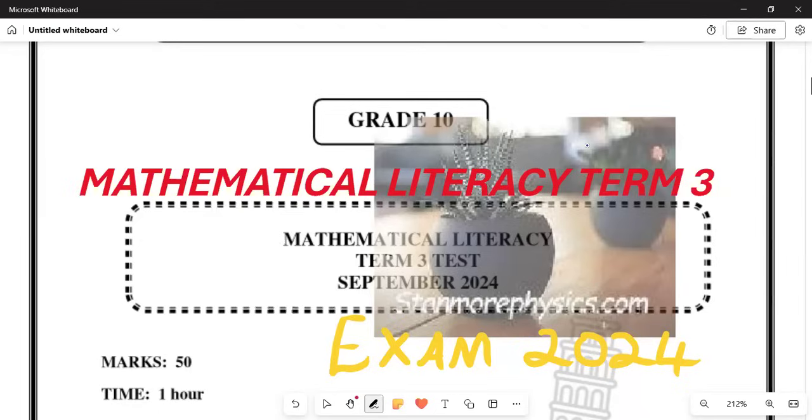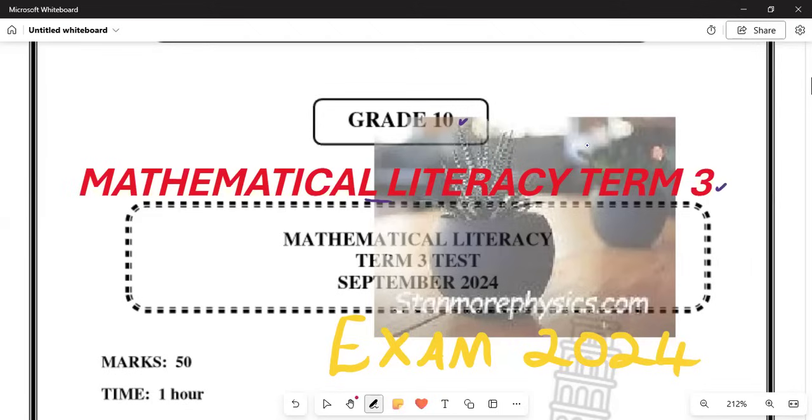Today, without wasting any time, allow me to present to you mathematical literacy. This is in relation to grade 10. So we are saying grade 10s, this is a typical question paper that is going to be written in September examination, and this is for term 3.